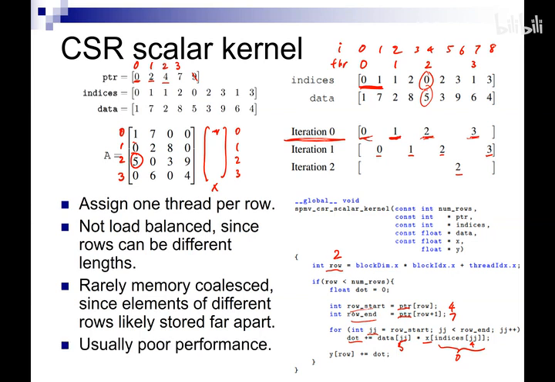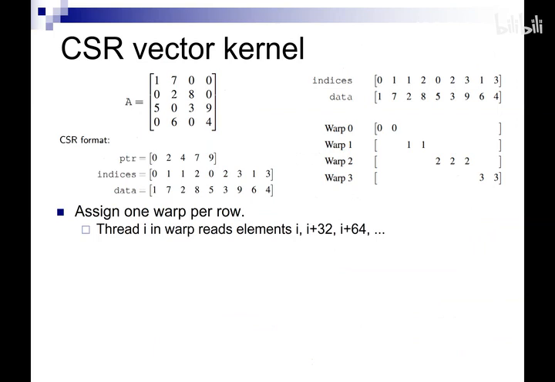Yeah, so it's usually got poor performance. Okay, so next we're gonna improve the CSR scalar kernel, and we're gonna have a CSR vector kernel. The only difference here is that for the CSR scalar kernel, you assign 1 thread per row, and here for the vector kernel, we're gonna assign 1 warp per row.